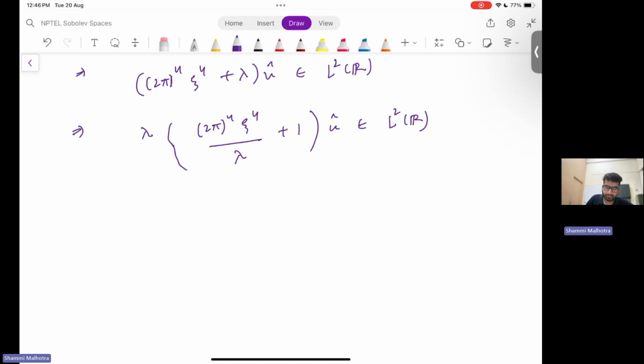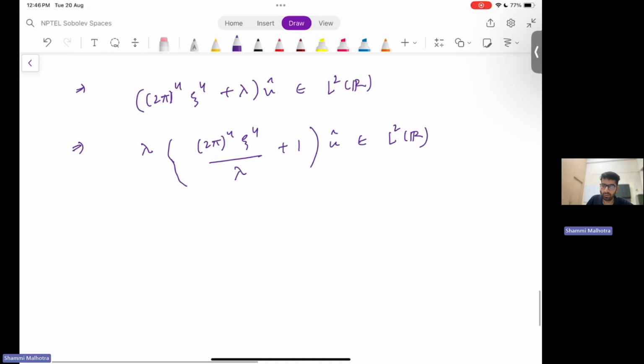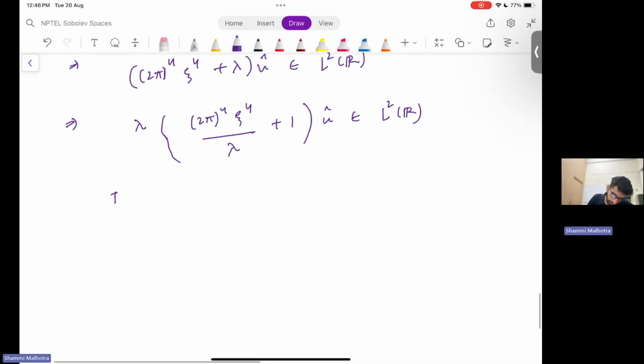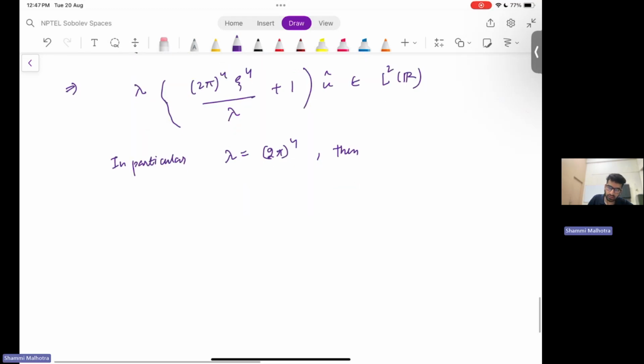So now one thing: this holds for all lambda positive. So in particular, you take lambda equal to 2 pi raised to the power of 4, and you can take this scalar factor out. So this implies that (xi raised to the power of 4 plus 1) times u hat belongs to L2(R), right?